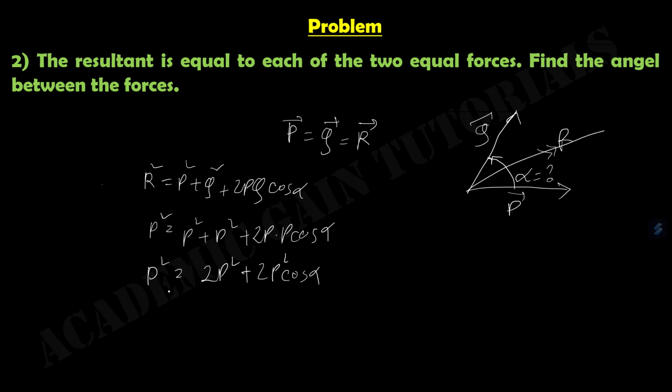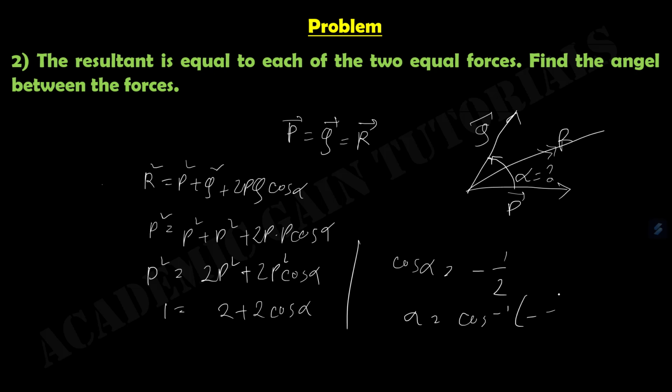Then, if I divide the whole equation by P square, we will get 1 equals 2 plus 2 cos alpha, or cos alpha equals minus half. So the alpha will be cos inverse of minus half, and we know that cos inverse of minus half equals 120 degree. So the alpha equals 120 degree. The angle between this P and Q will be 120 degree.